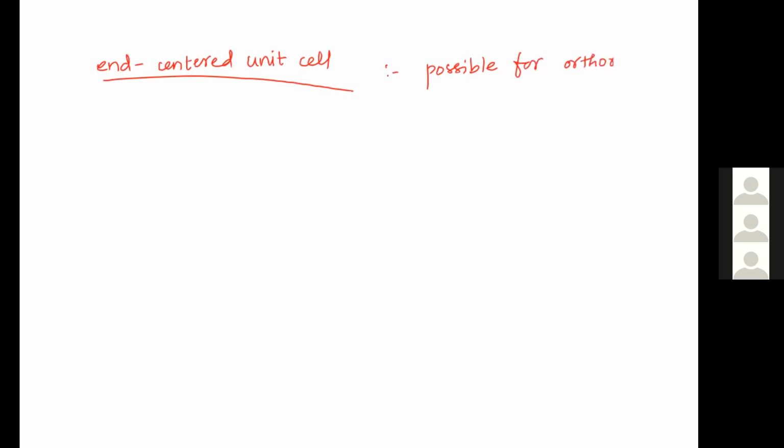Oh, sorry. I forgot to tell about the end-centered terms. So three types we discussed. We also have another type of unit cell called the end-centered unit cell. What is this? This is something which is actually possible for specific crystal types like orthorhombic and monoclinic. I'll show you what each of them are. Don't worry.